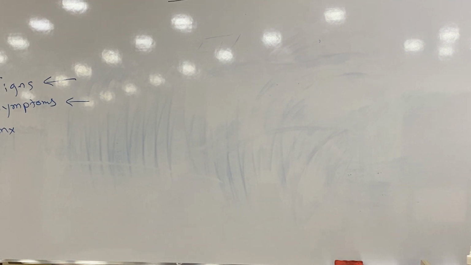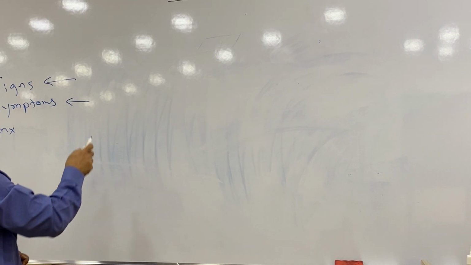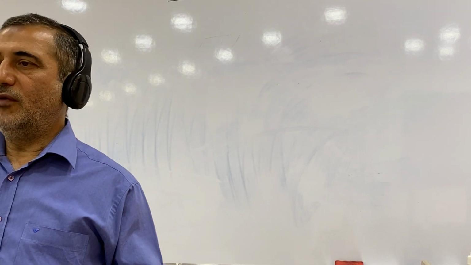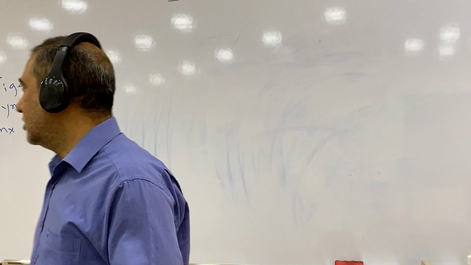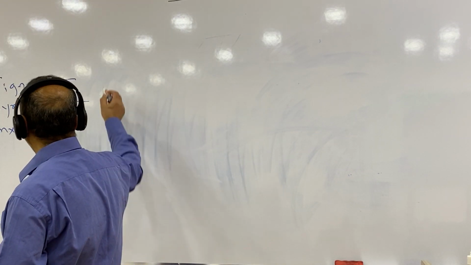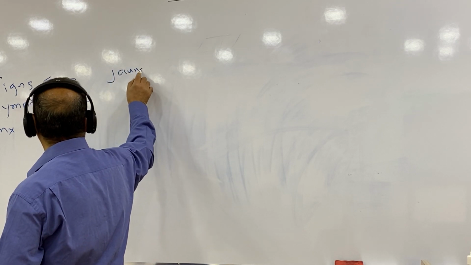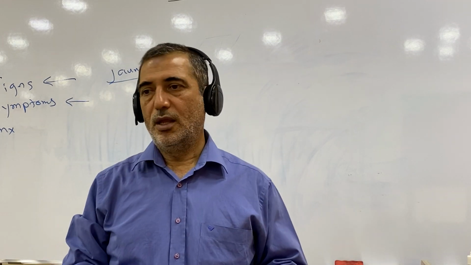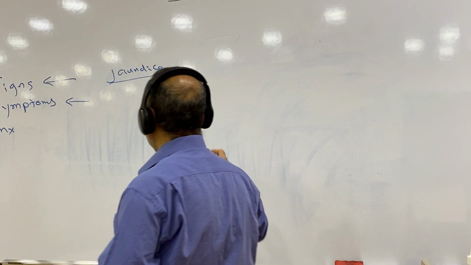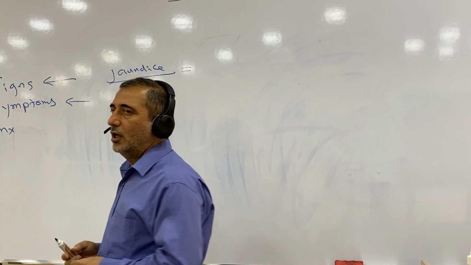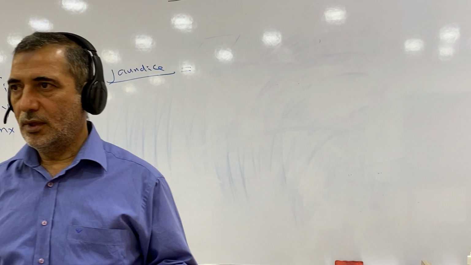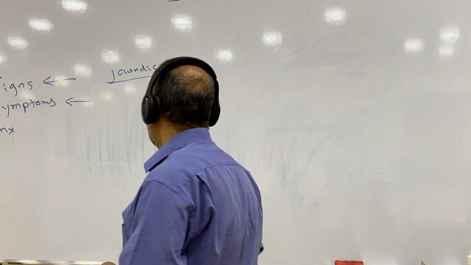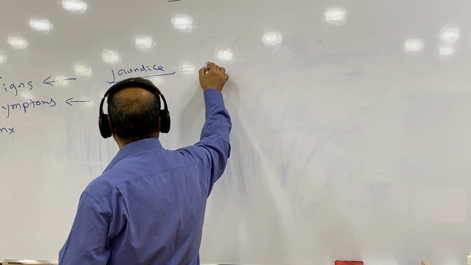The patients complain. So when the liver is affected, especially when the function of the liver is impaired, then there are signs and symptoms. One of these signs is jaundice. Jaundice, by definition, it means yellowish discoloration of the skin, sclera, and mucous membrane. It happens when the bilirubin is elevated.